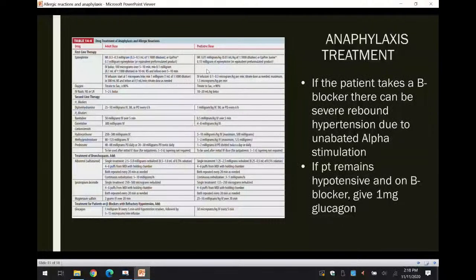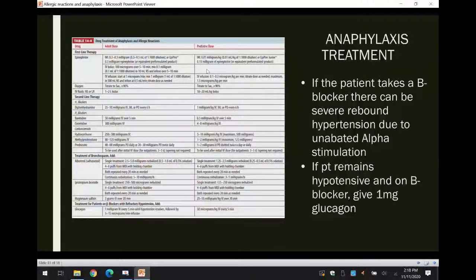So this is kind of one of the special cases to watch out for. If somebody's taking a beta blocker and they're potentially having an allergic reaction, a lot of times they can be resistant to getting the epi, and they can remain hypotensive. So you can give them a milligram of glucagon as you treat them as a beta blocker overdose to try and reverse that. And you can give that every 5 to 10 minutes as well, along with the epi if they're having refractory hypotension after initial dose if they're on beta blockers.